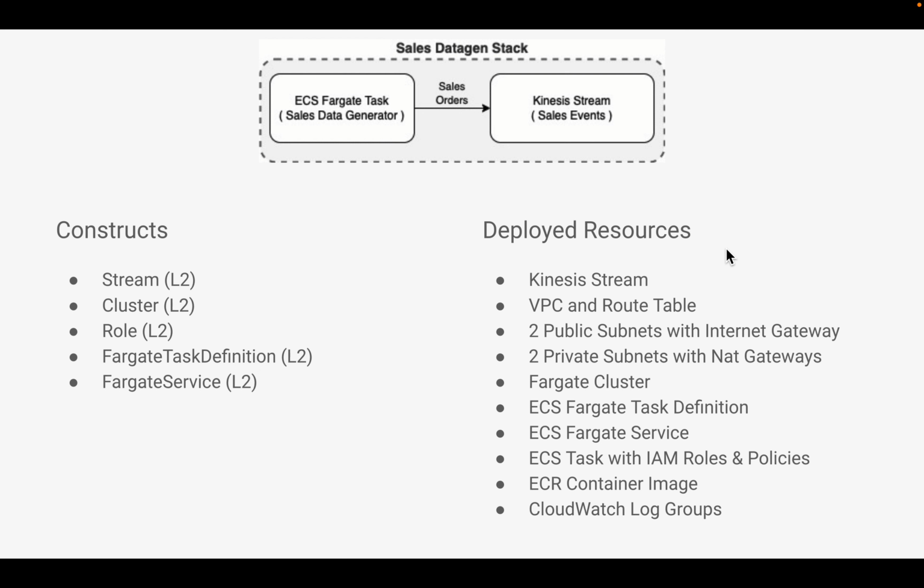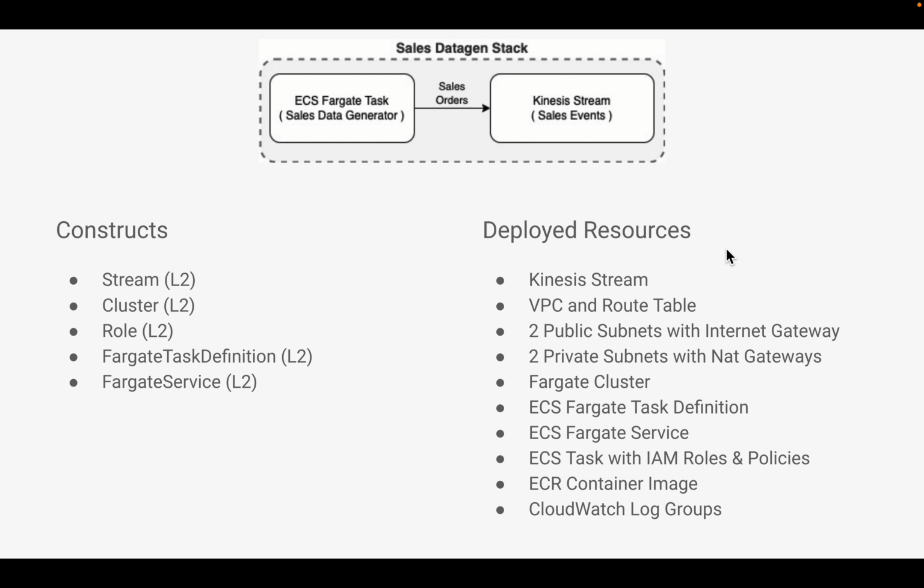All right, so in this video, we dig into the sales Datagen stack that I've depicted here on the top of this slide. This is a containerized application that will deploy as an ECS Fargate task. It is going to be a TypeScript application that generates fictitious order data and publishes it to a real-time Kinesis stream. On the left are listed the different constructs and the level of construct, and on the right are the deployed resources.